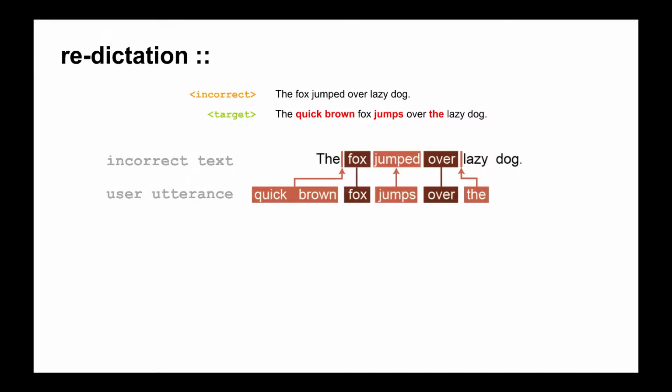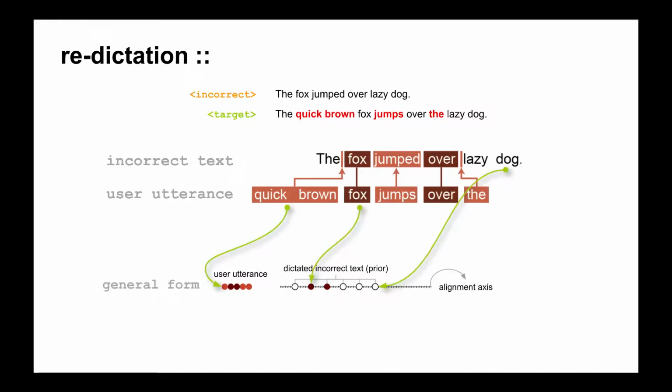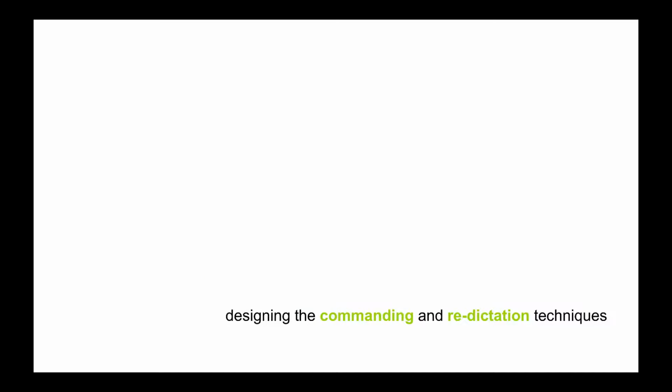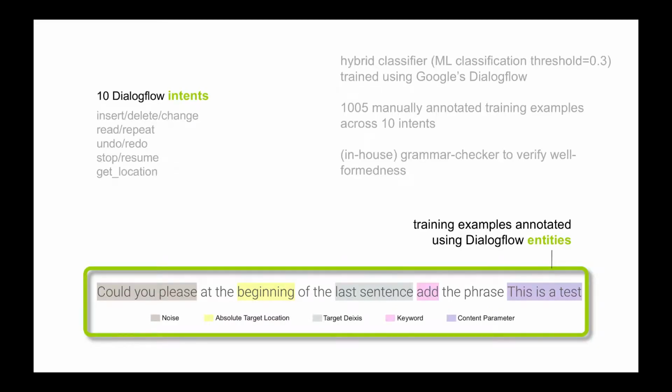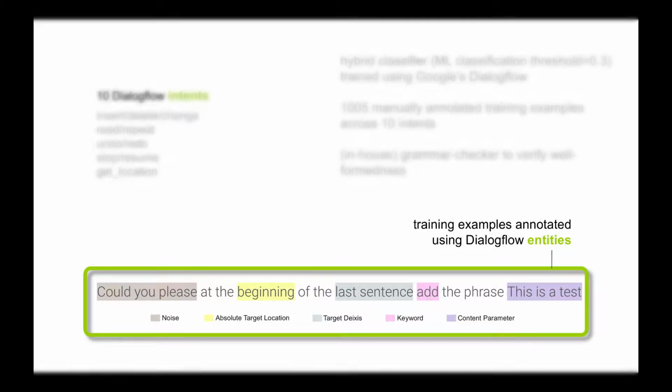So the system needs to figure out how to align the user correction, that is, how to align the tokens from the user correction as either replacements or insertions into the incorrect text. For both these techniques that we had identified in the user behavior, we designed their actual system implementations. To design the commanding technique, we used Google's Dialogflow, which allowed us to support, besides canonical commands, also conversational style commands. For this, we trained a hybrid classifier by hand labeling 1005 training examples for 10 different correction intents.